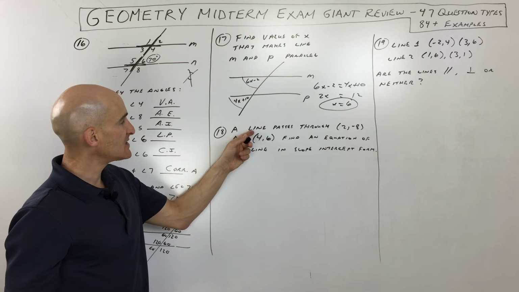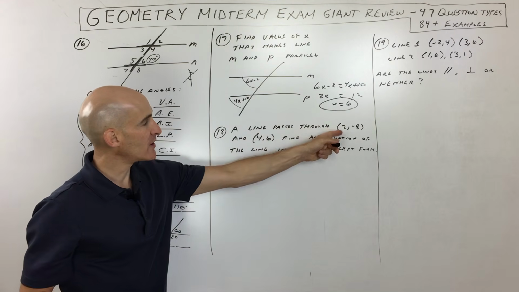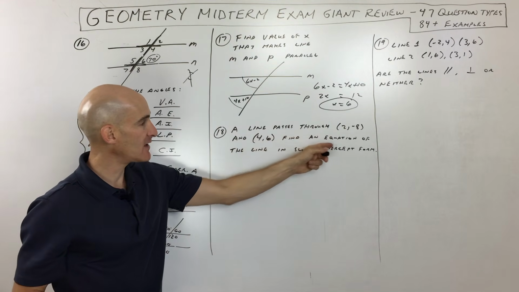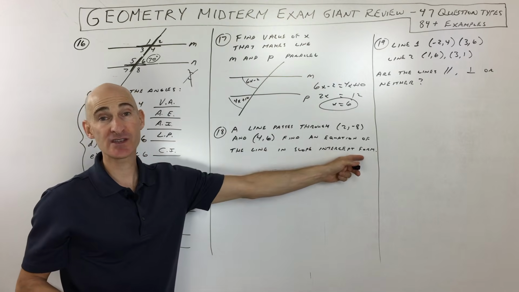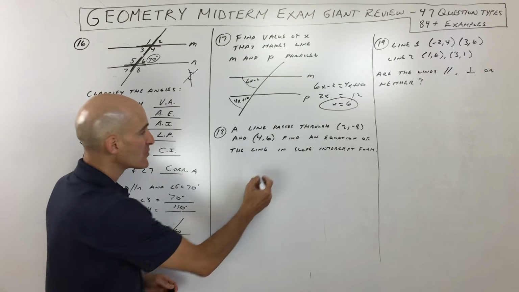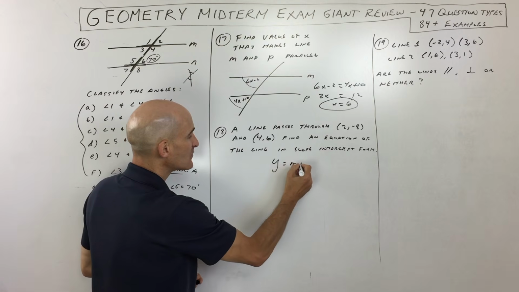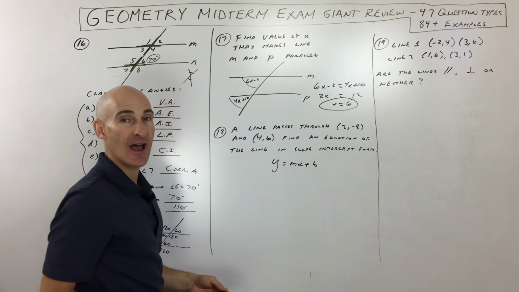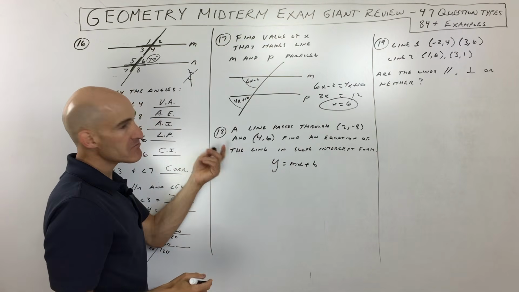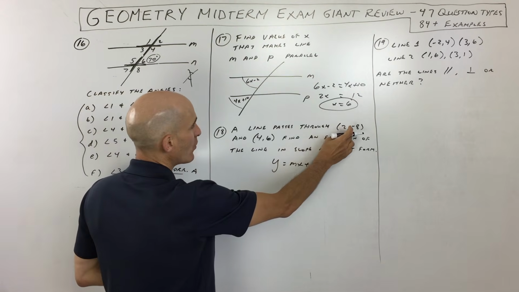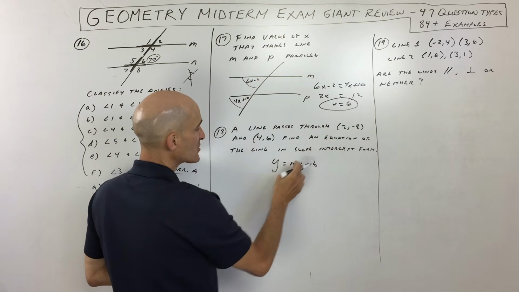Okay, now number 18, it says a line passes through the points (2, -8) and (4, 6). Find an equation of the line in slope-intercept form. Remember, slope-intercept form is y equals mx plus b. It feels a little bit like we're going back to Algebra 1, but this is also part of geometry. So what we're going to do is find our slope, which is m.